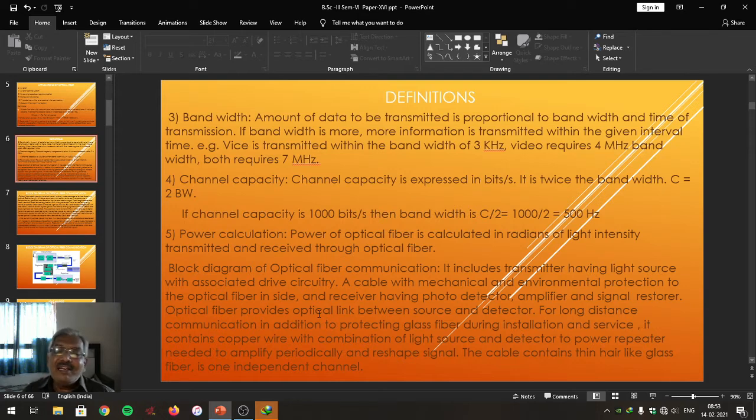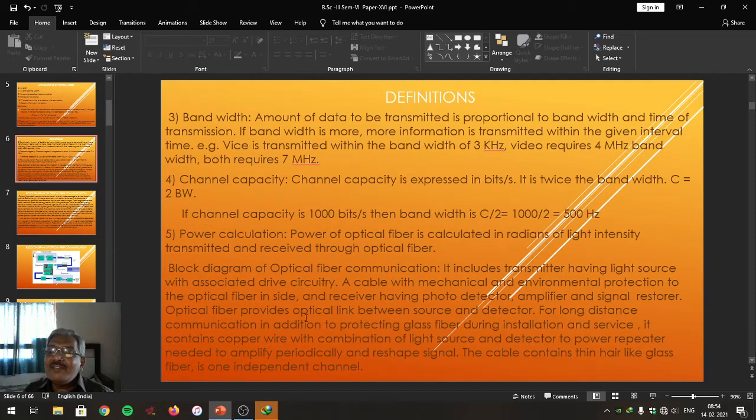Means incoming light radiations containing the signal will be detected. Again they are going to be converted into light. Again it will propagate within the cable. So to boost the signal power, in between the optical fiber, the combination of source and detector is going to be used.